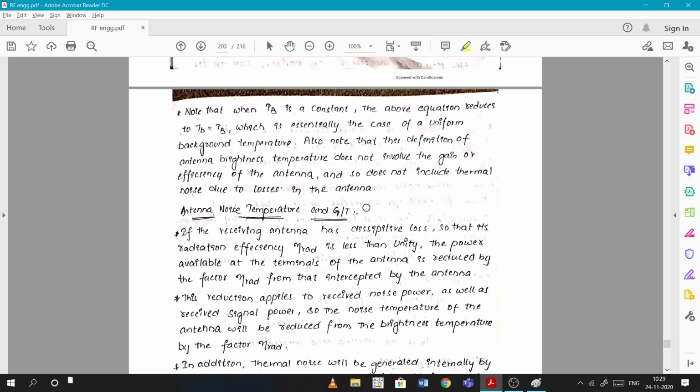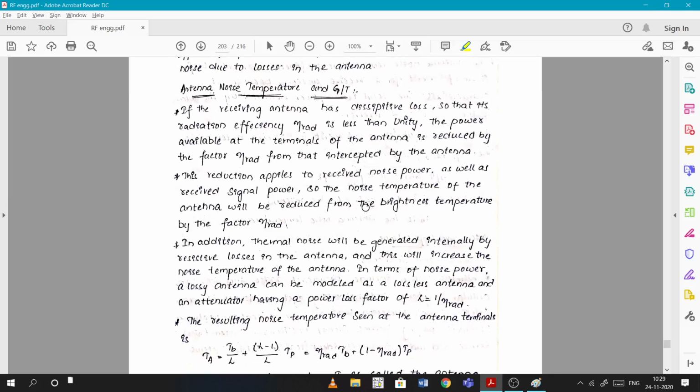Now coming to antenna noise temperature and G by T. If the receiving antenna has dissipative loss, so that its radiation efficiency eta radiated is less than unity, that means in a practical scenario it won't radiate all the input power. This reduction applies to the received noise power as well, intercepted by the antenna. So the radiation efficiency applies to the input noise power.